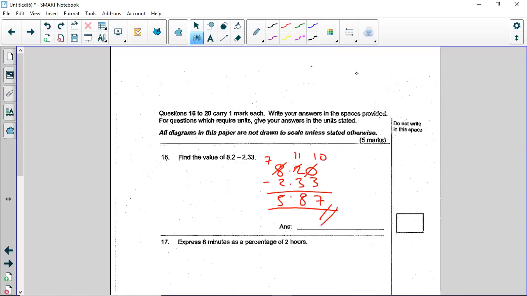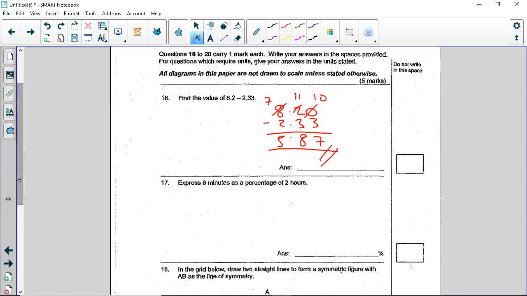Okay, next one, how do you get your percentage? Remember, fraction is percentage's best friend. So express 6 minutes as a fraction of 2 hours. So how to write? 6 minutes will be on top. And the 2 hours, you have to change it to be the same units. 2 hours is 120 minutes. So you have to make sure that on top and below is the same units. Okay, then get your simplest form. 1 over 20, right? Simplest form.